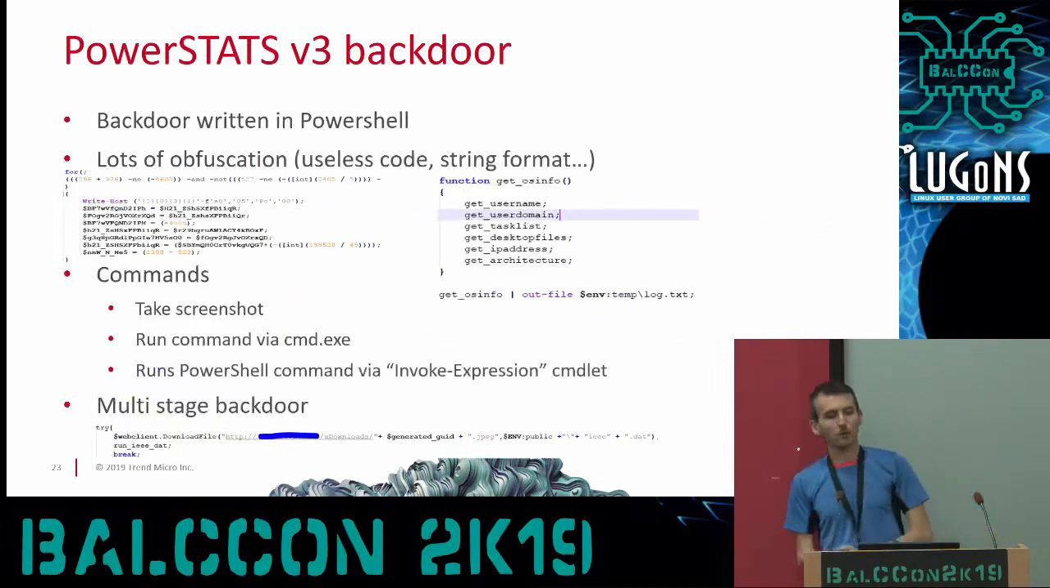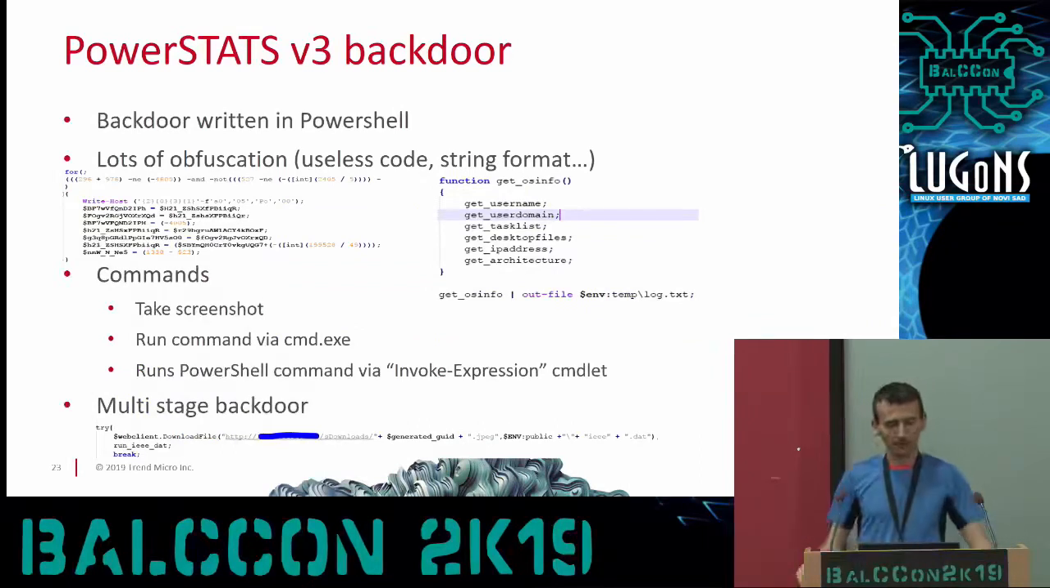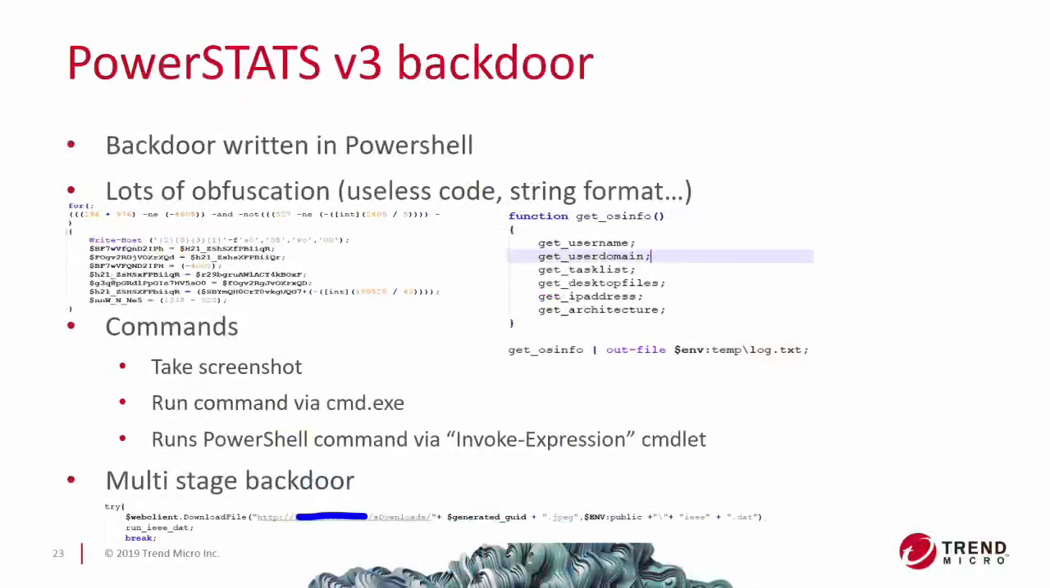Then there was an update to PowerStats version 3, which was again similar to the previous case, but in this case the basic backdoor implemented only a few commands, like taking screenshots and running commands. But then more functions were implemented in another stage. So the backdoor was split into two stages, and the second stage was only sent to the victim if it was interesting for the threat actors.